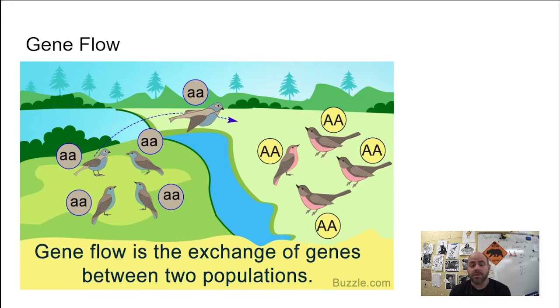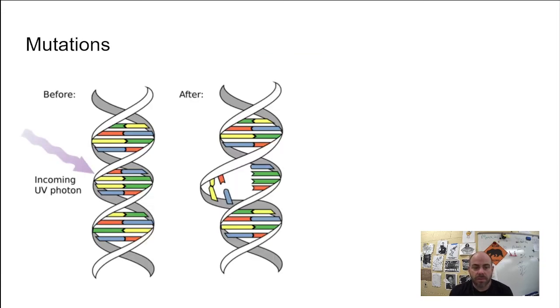It's going to insert those recessive genes into the population. It's going to change the makeup of that population. This is random, right? The bird's not saying, I'm going to go mix things up by taking my recessive alleles over here. It's not purposeful, right? It's just leaving, it's migrating, gene flow.